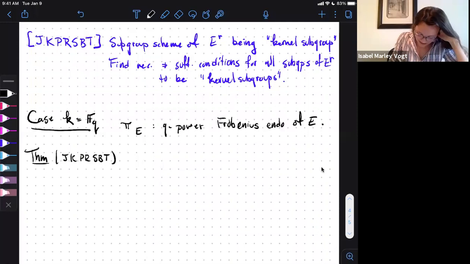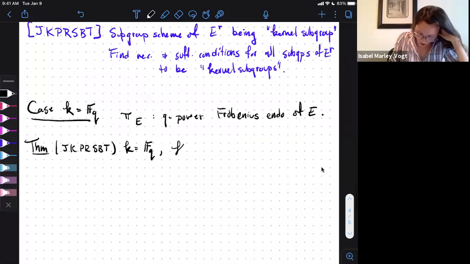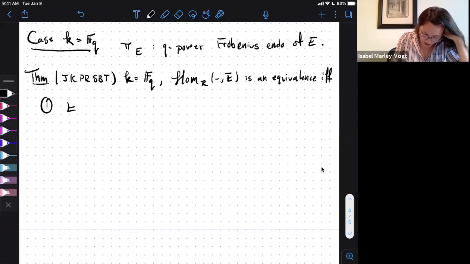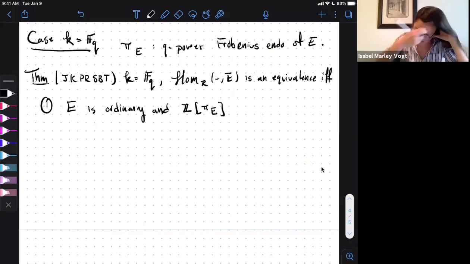So then the theorem by these many authors, JKPRSBT, in the case that K is F_Q: Hom_R(-, E) is an equivalence if and only if, one, the elliptic curve E is ordinary, and if I take Z adjoin pi_E, which of course has to sit inside the full endomorphism ring of the elliptic curve, this is actually an equality, it's equal to the endomorphism ring, then this is an equivalence. And if it's ordinary, that's the only way it's an equivalence.